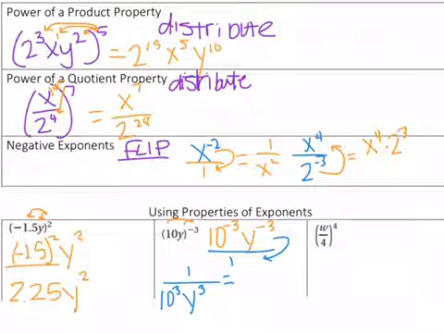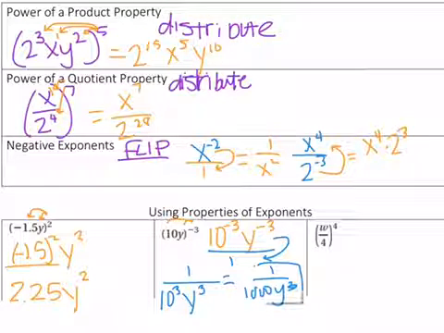I'm going to simplify a little bit even more. And so what we're going to have is 10 to the 3rd power, which is 1,000. So this becomes 1 over 1,000 y to the 3rd. And that's our answer. And then the last one is going to just be distributing again.